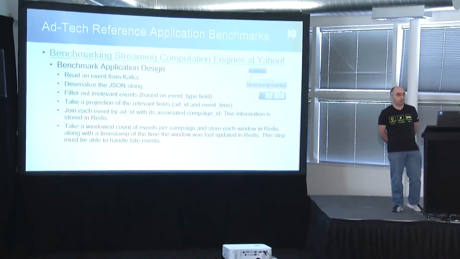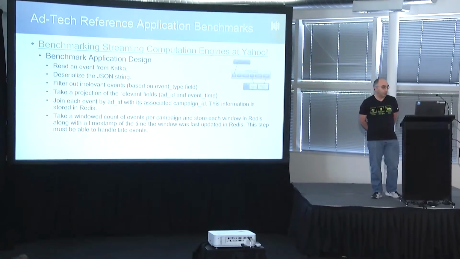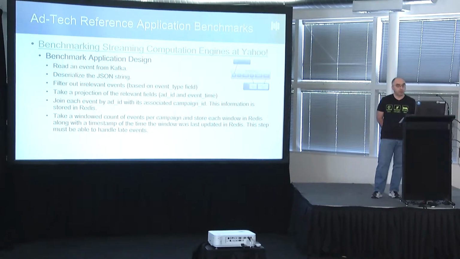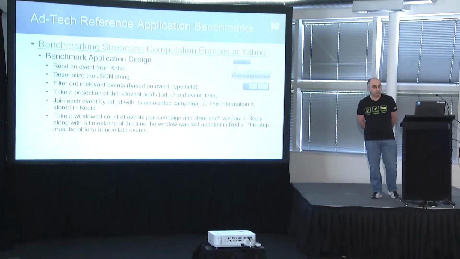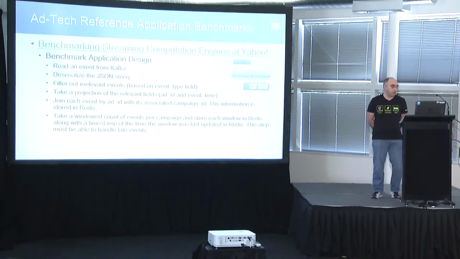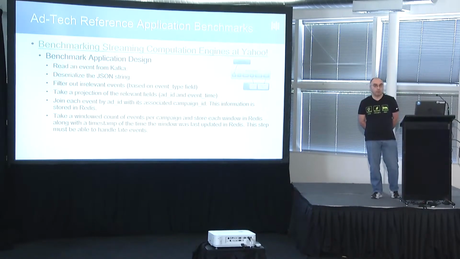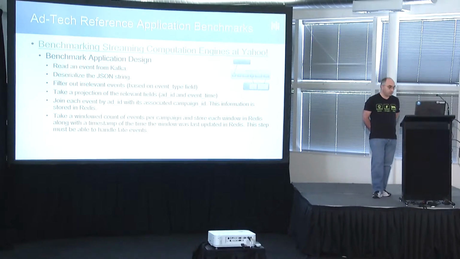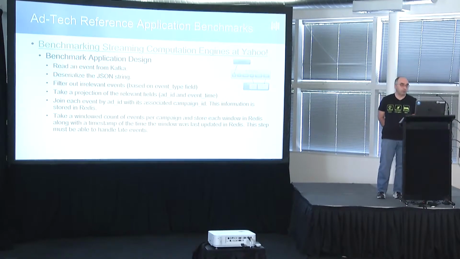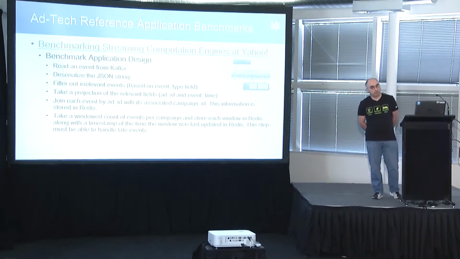Then some records need to be filtered out. The application may not be interested in all events published to Kafka. Then that object may need to be enriched, for example, by lookup from an external database, and then there is some window operation or aggregation operators that need to be performed, and the result written to an external database.